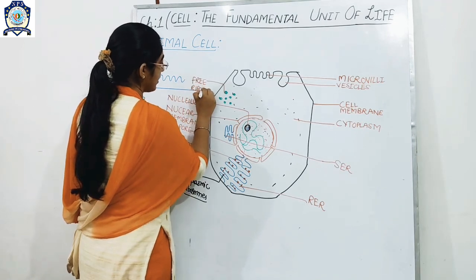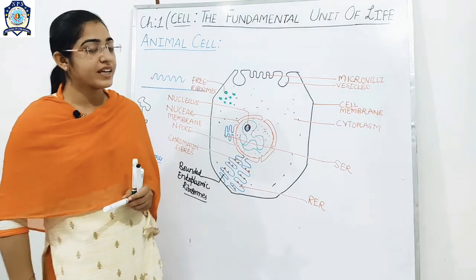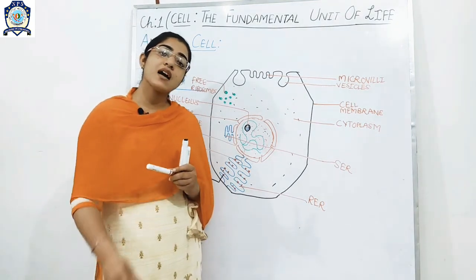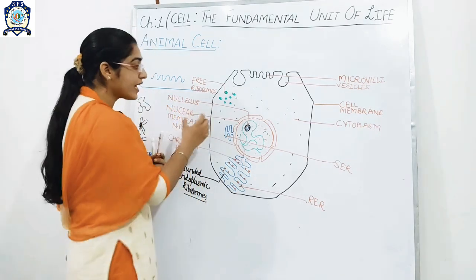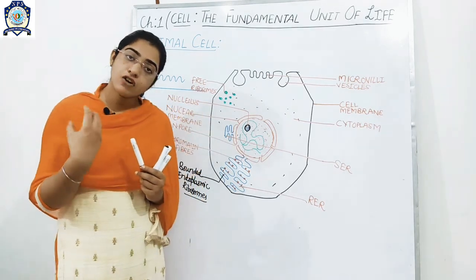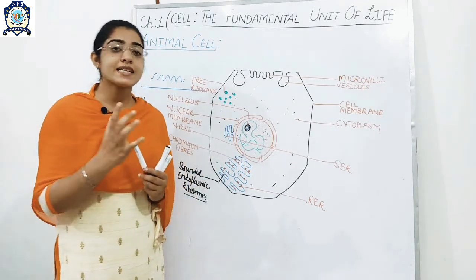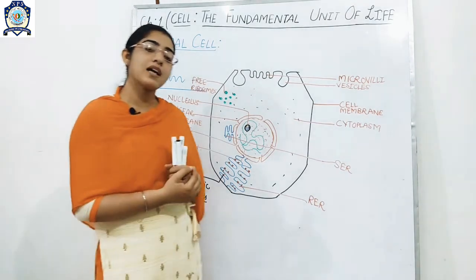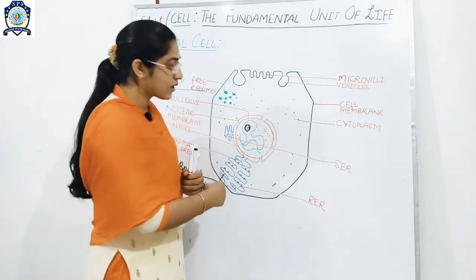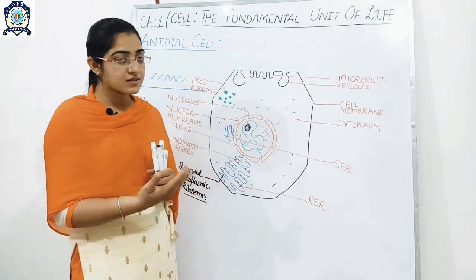So these are the free ribosomes. And ribosomes, you know very well, are the protein factory of the cell. So what do free ribosomes do? They form protein, but that protein is required inside the cell, while the protein formed by the bounded endoplasmic reticulum is required for the outer side or outside of the cell.